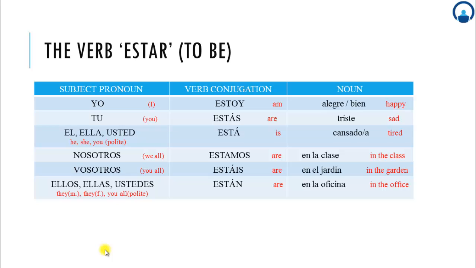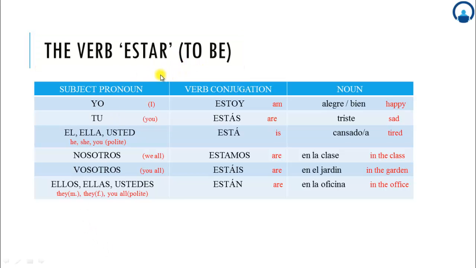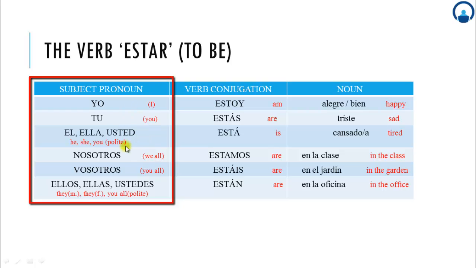If you want, you can take out your notebook and first jot this table down and then compare the verb ser table and the verb ESTAR table. First, we'll try and understand what this table means, what the verb ESTAR means, and then we'll try and get the difference between the two. The verb ESTAR, that means to be. We have got the subject pronouns on the left, as we had seen already at some point earlier.